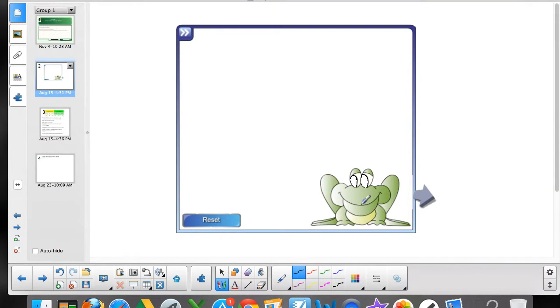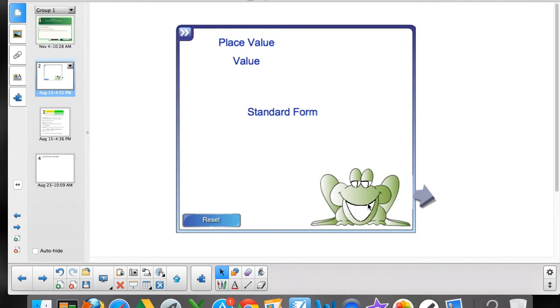Our vocabulary words today are place value, value, standard form, expanded form, and word form.